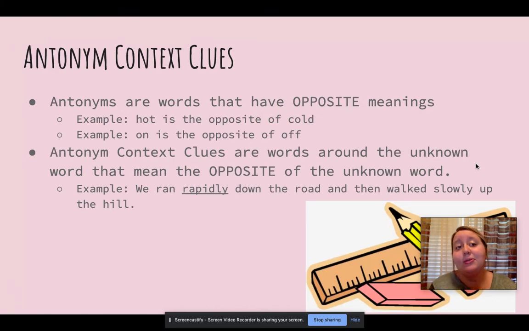Antonym context clues. So antonyms are words that have the opposite meaning, and opposite means different, okay? If you look at the examples, the opposite of hot is cold. The opposite of on is off, okay? Think in your brain if you can think of other words that have opposites.